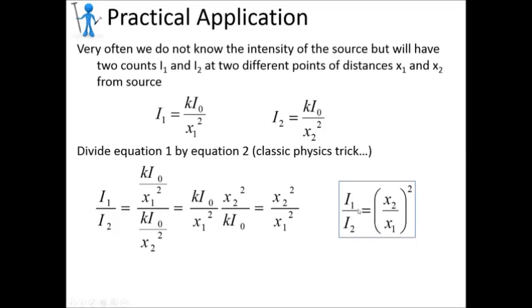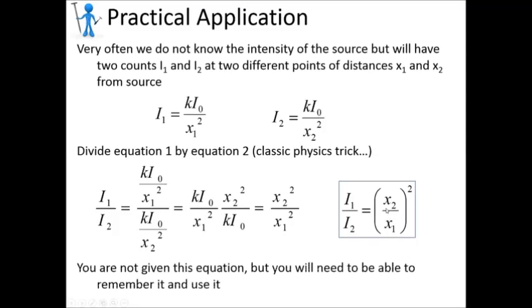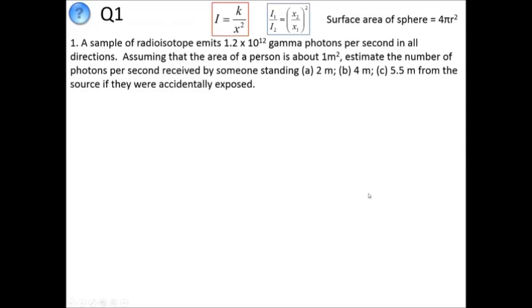And this, as I say, enables us to work out an unknown intensity at a particular distance, or a distance where a particular intensity occurs. Quite useful if you don't want to get too close to a radioactive source. So we've got some quick questions.